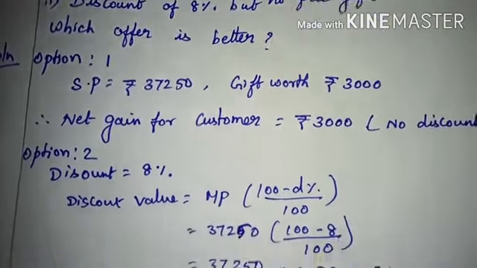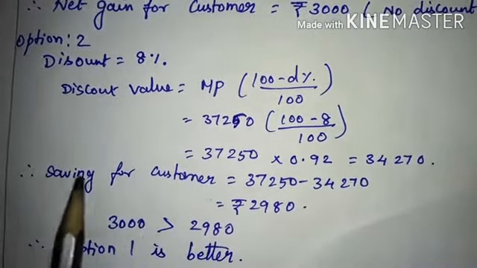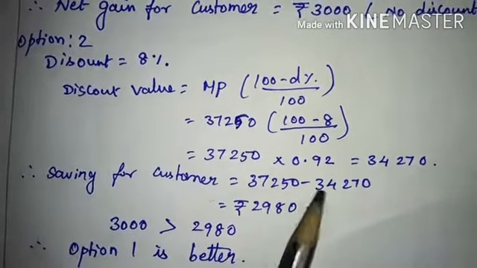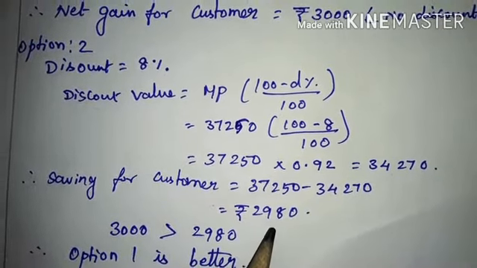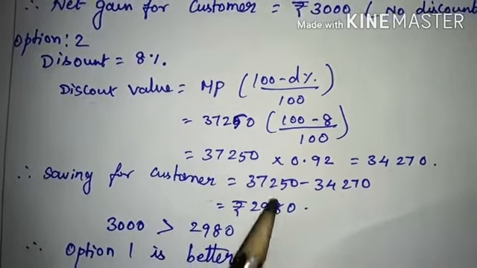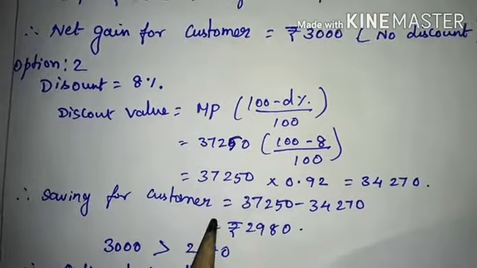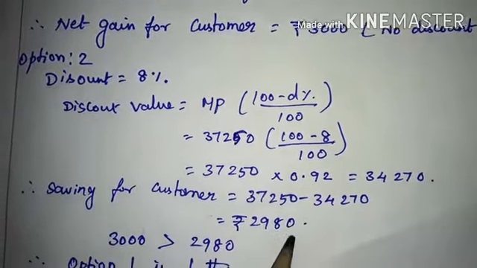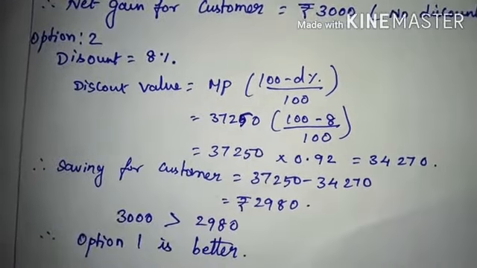34,270. But the marked price is 37,270. Therefore, the selling price is marked price minus discount. We get 2,980. That is, this is the savings for this customer. But in the option 1, the saving is 3,000. The option 2, the saving is 2,930. Therefore, the best option is option 1. Thank you.